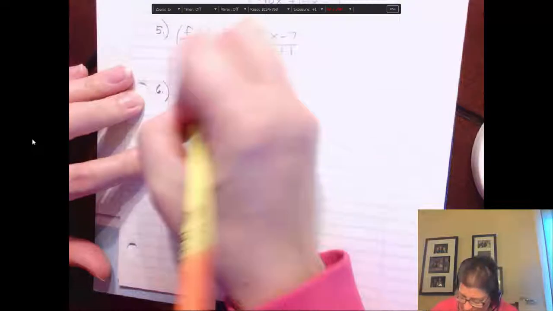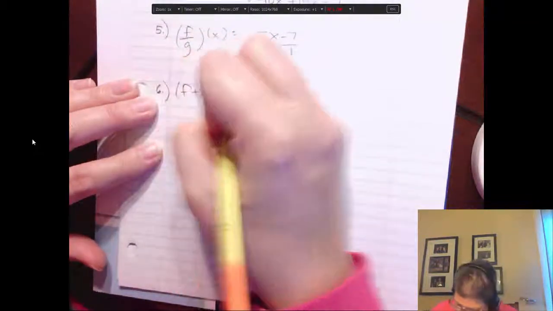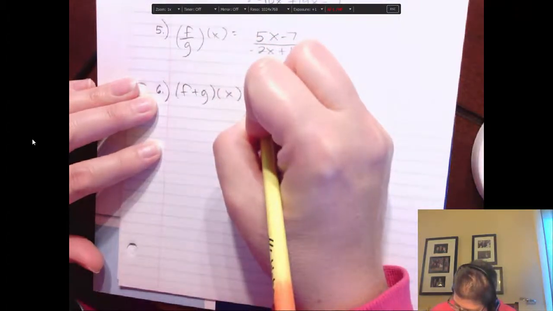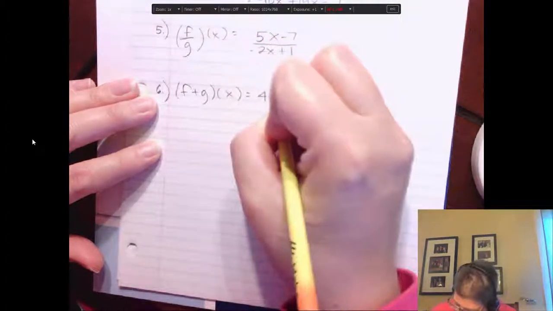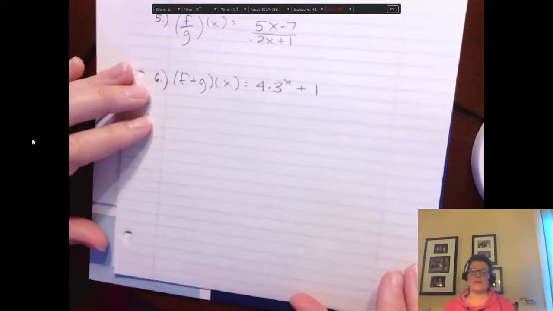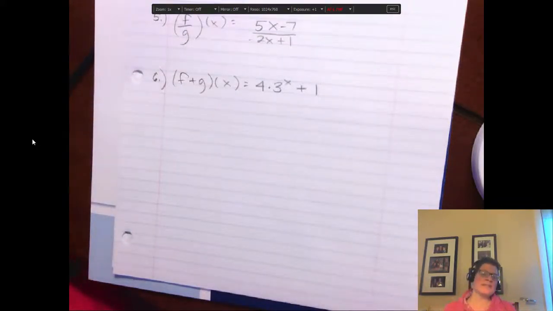Okay? Here's my last quick question. What if I have something like f plus g of x is equal to 4 times 3 to the x plus 1, something like this. What if I'm given this? What are some options that f and g could have been? And what is this saying?